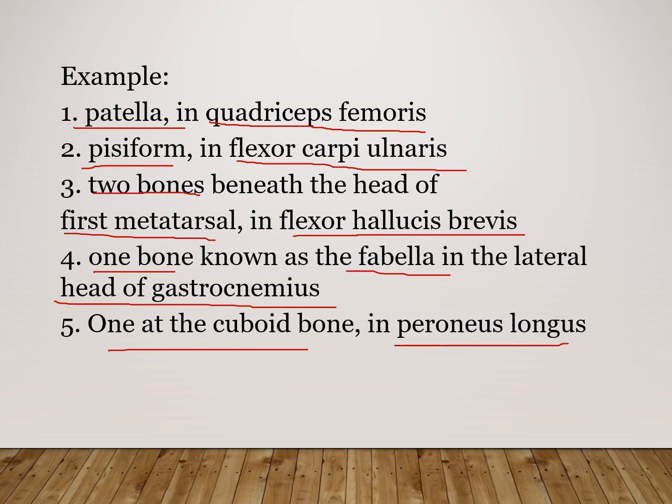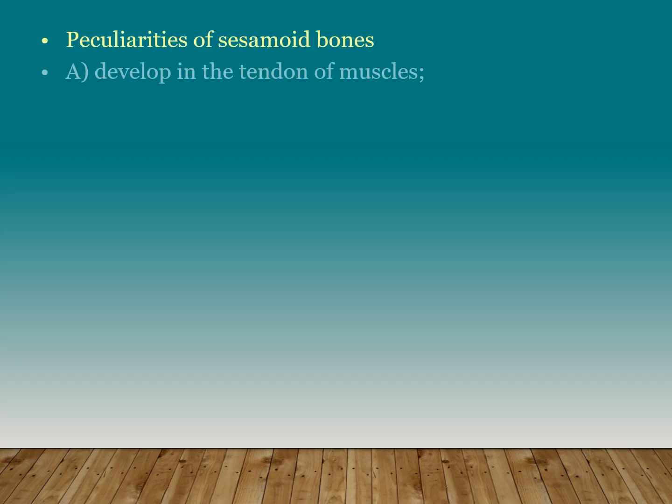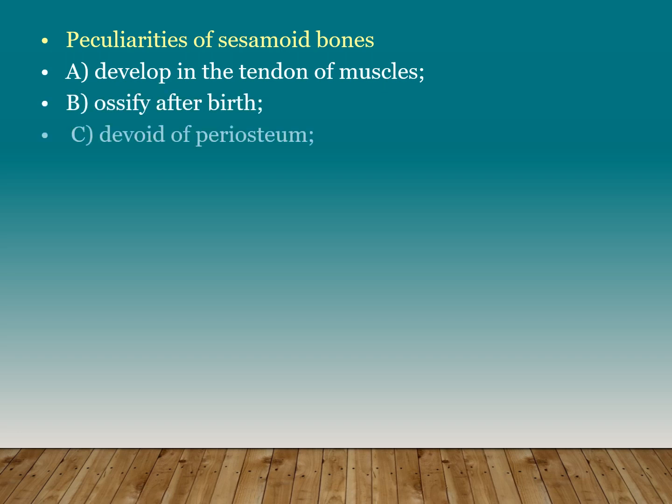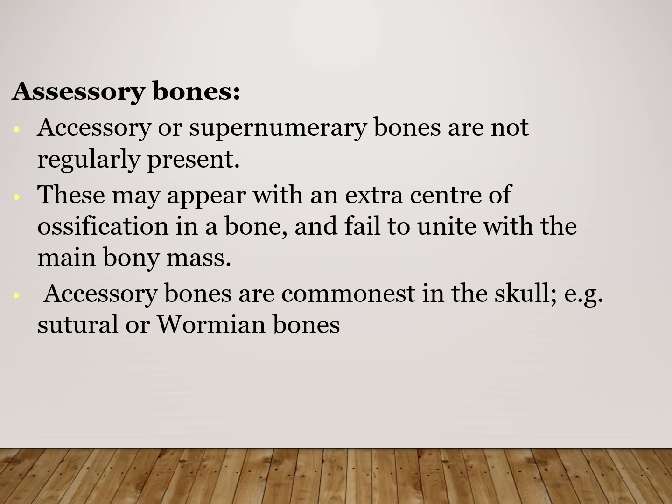So many sesamoid bones, how do we remember them? Is it important? Yes, it is important. For example, when the patella is formed in a particular individual, you can know the age of that individual by the appearance of the sesamoid bones. What are the peculiarities of sesamoid bones? They develop in the tendons of muscles, ossify after birth only, are devoid of periosteum, and have no Haversian system. If asked, you have to enumerate these peculiarities.